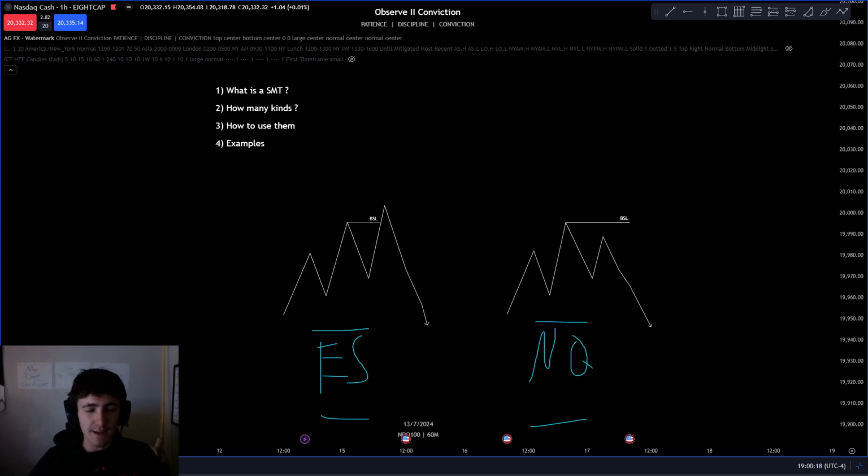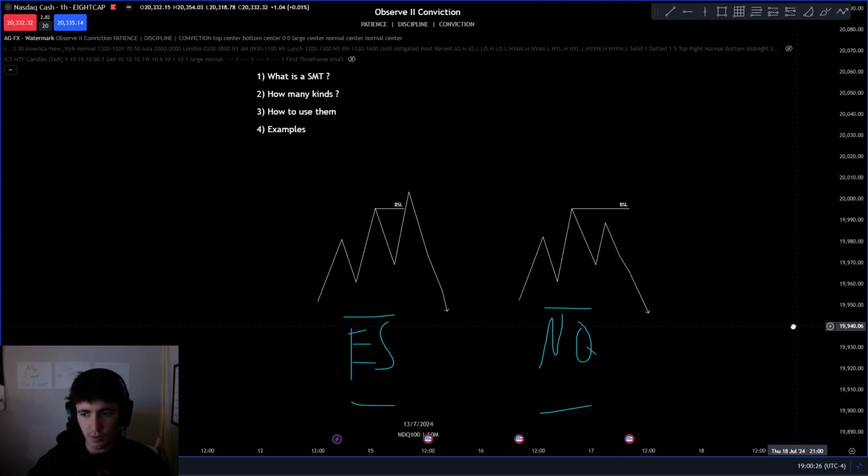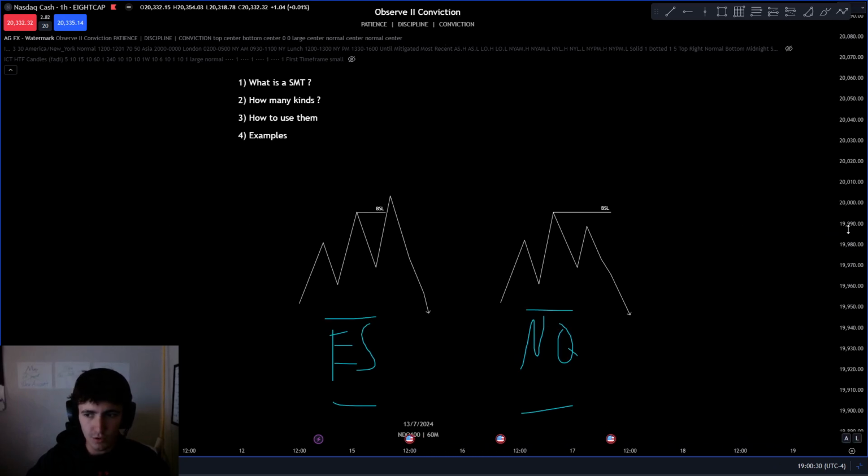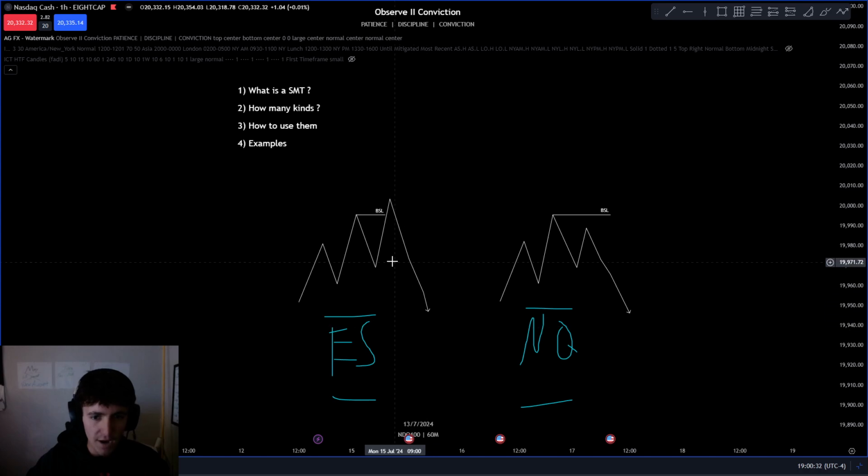An SMT is a divergence in two correlating pairs. So my example today is ES and NQ, SPX and NASDAQ. They work together and their prices are very similar at certain times. So for example, we will show you what a bearish SMT looks like. There's two kinds of SMTs. You have a bullish SMT and a bearish SMT, and I will show you one example of each today.